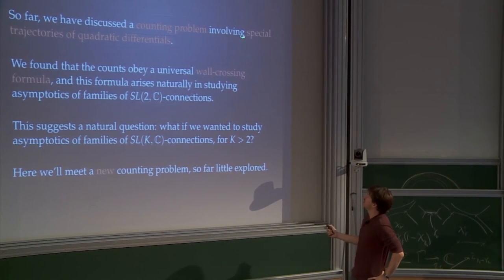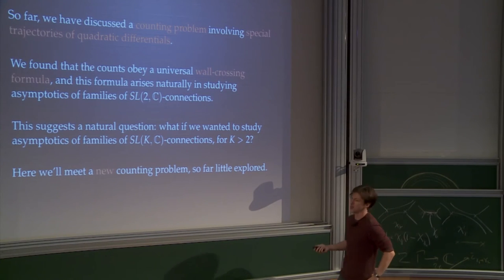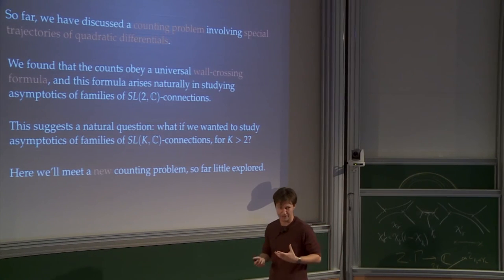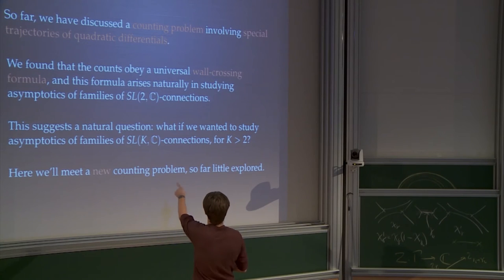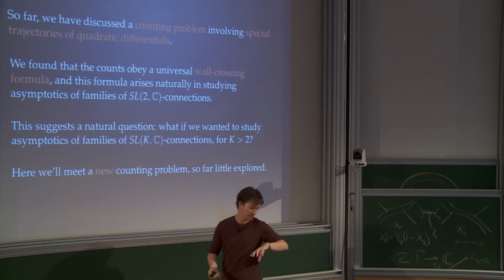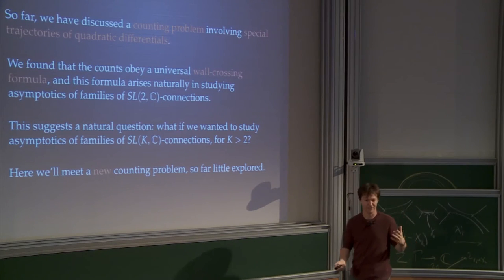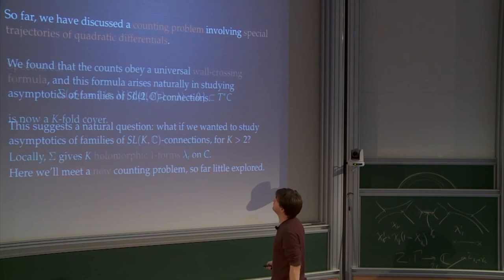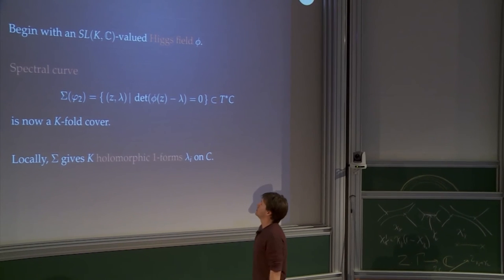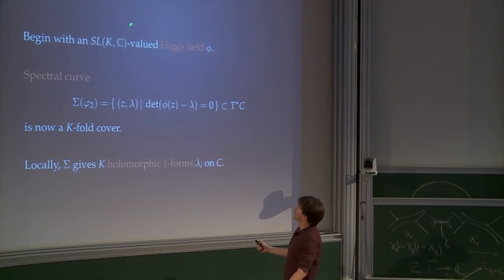These objects here, these special trajectories, are a classically studied thing. People in Teichmuller theory have studied them a lot. But the higher rank analog, which I'm now going to briefly tell you about, has been relatively little explored. So I think it's an interesting problem. So let's just start again.